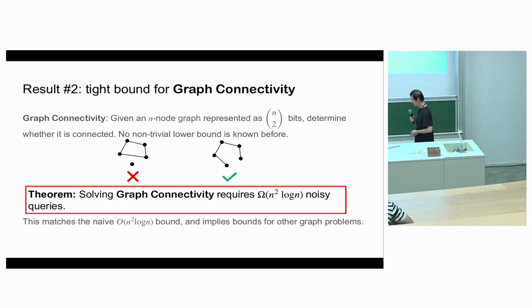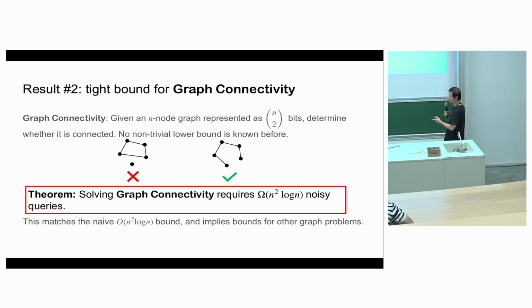Okay, so our second contribution is to decide the noisy query complexity of a very basic graph problem, the graph connectivity problem. I think everyone here knows the graph connectivity problem. Basically, you're given an undirected graph, and you're trying to decide if the graph is connected or not. For example, the graph on the right is connected, and the graph on the left is not connected. It's a very basic problem, but surprisingly, prior to our work, we don't actually have a very good bound in terms of the noisy query complexity of this problem.